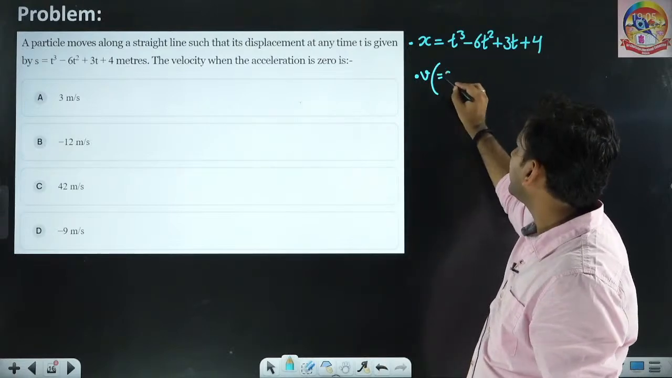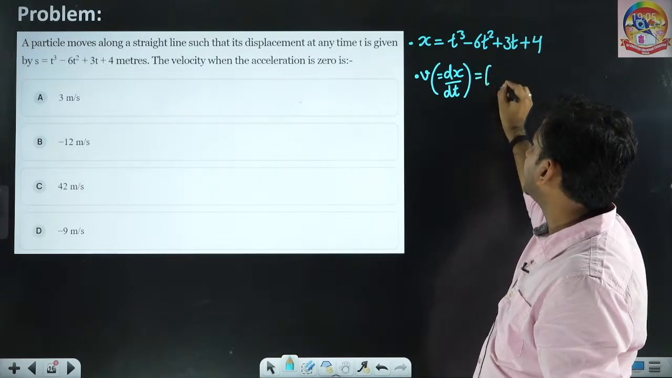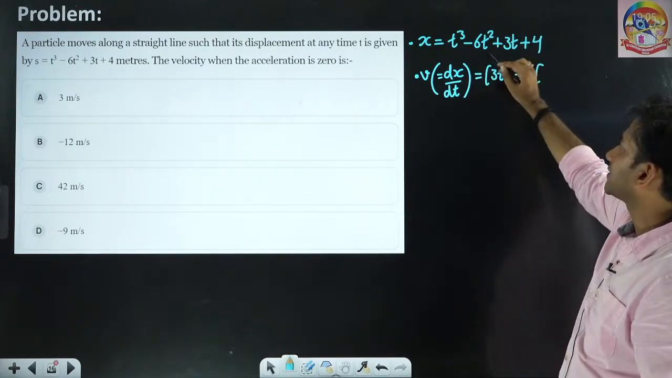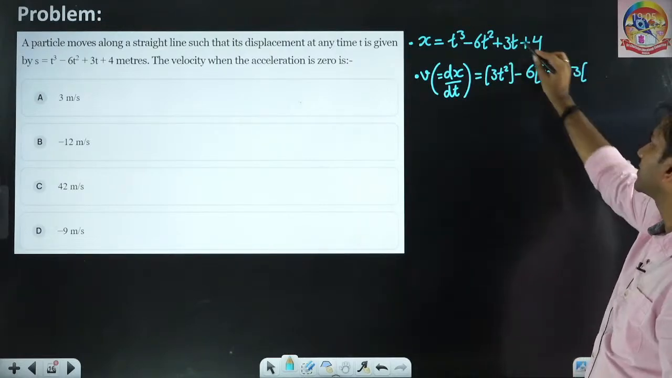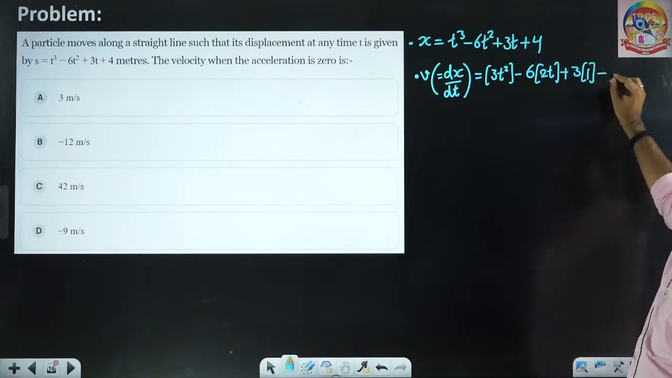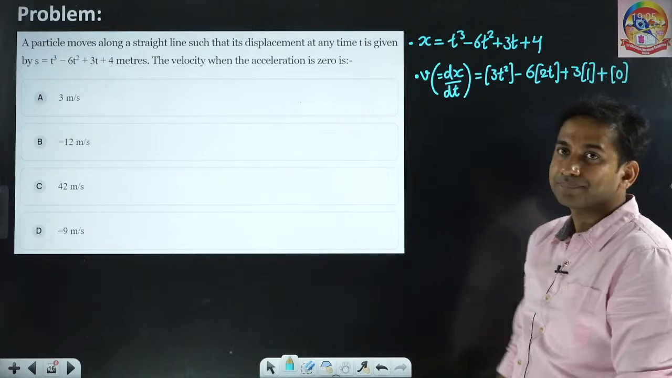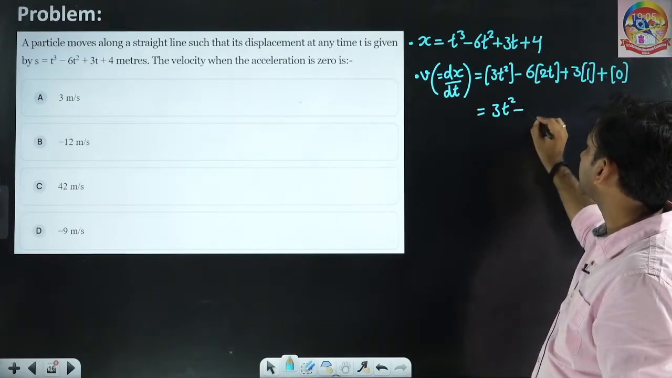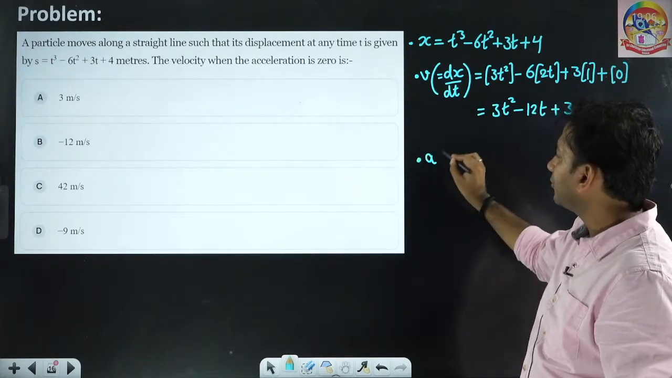So velocity will be equal to dx by dt. So that will be equal to the derivative of t cube, which is 3t square, minus 6 will stand as it is, t square derivative is 2t, plus 3 will stand as it is, t's derivative with respect to t is 1, and 4 being a constant, its derivative is 0. Okay. So what you got is 3t square minus 6 into 2, 12t plus 3.